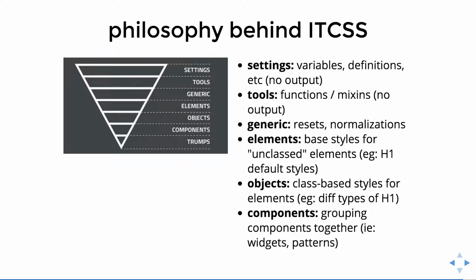And then your components, that's when you're starting to group things together and how certain compositions of objects behave, right? This is like your widget or a pattern, like a drawer or, I don't know, something else, a common widget you're going to find on a page. That's that grouping of things. And finally, trumps, that's like your nuclear override. That's usually !important. It's very, very specific.